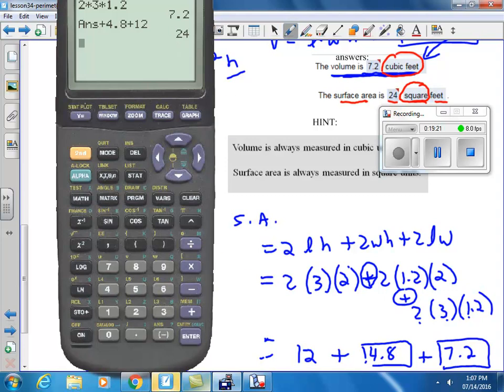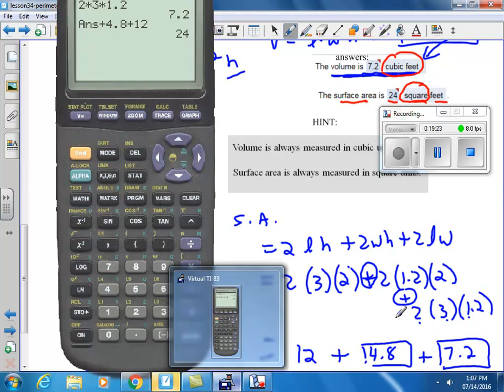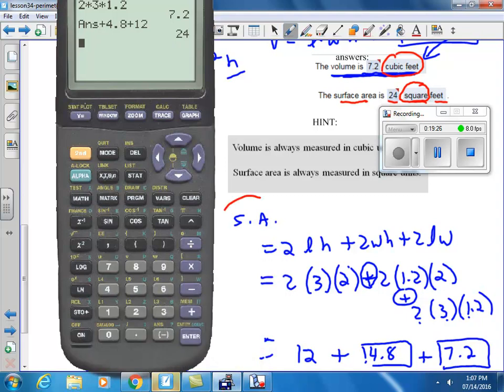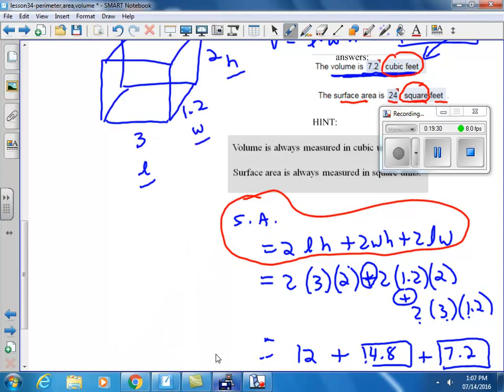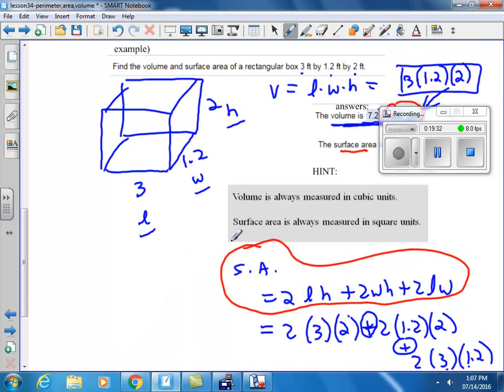All right, and I was thinking about it, and that probably is your safest way to deal with surface area of a box, is just by grabbing this formula and basing it off of your drawing that you had labeled. Okay?